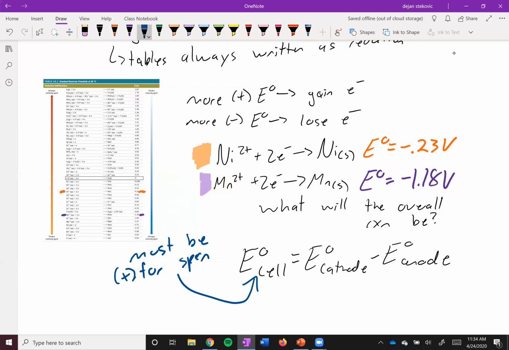So one way you could do it is you could plug the numbers into here, plug them in one way, plug them in the other way. Whichever one gives you the biggest positive number, that's the correct answer.